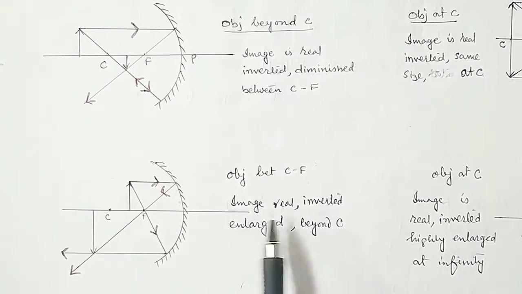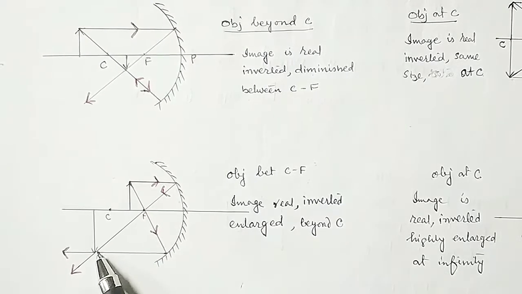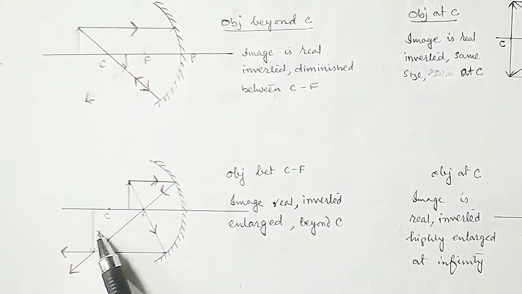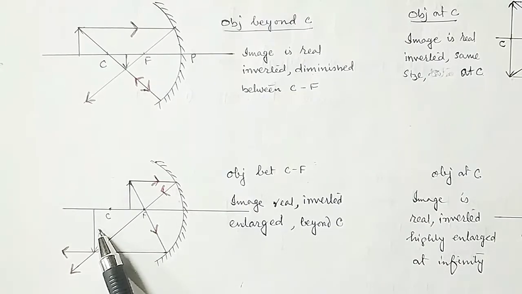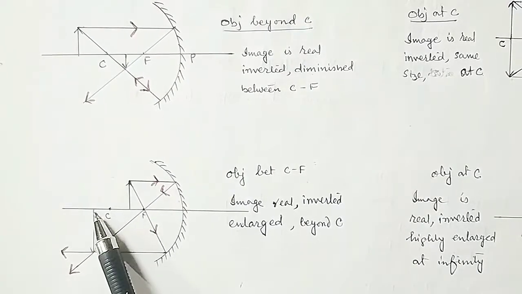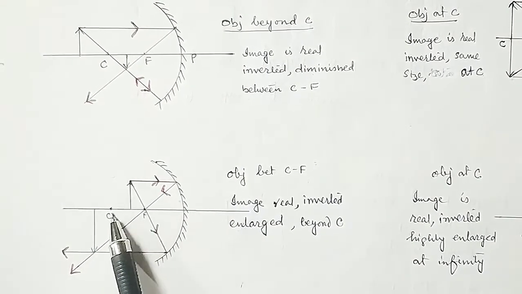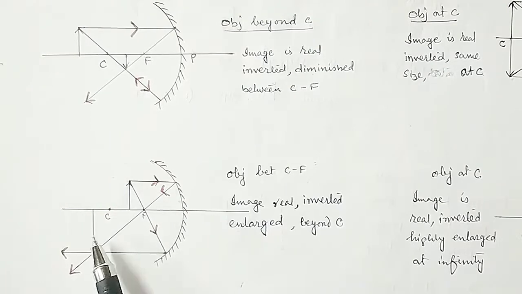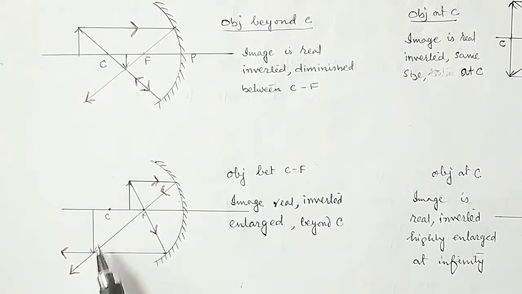Real images are always inverted, and here you can see the object, this one is the image, so the image is inverted. Height of the object is smaller and height of the image is bigger. That means the image is enlarged. Whenever the height of the image is bigger than the height of the object, we say it is an enlarged image, or sometimes we say magnified image, and the image will form beyond C. So we can say when the object is placed between C and F, that means center of curvature and focus, then the image that will be formed will be real, inverted, enlarged, and it will form beyond C.